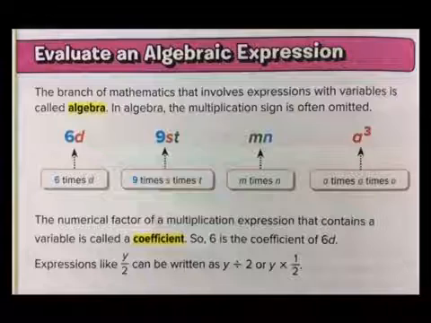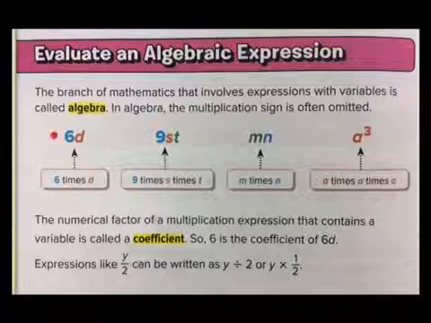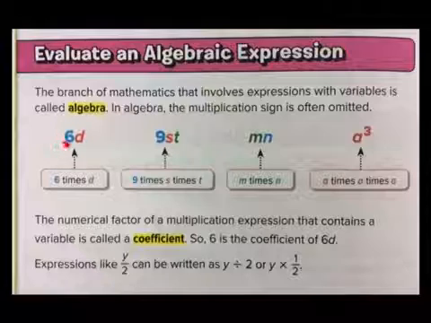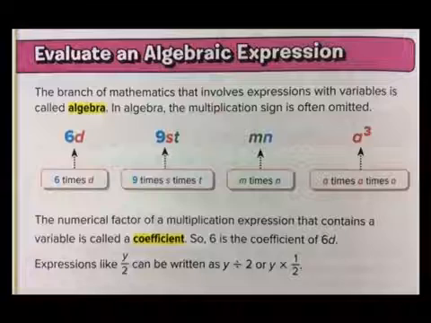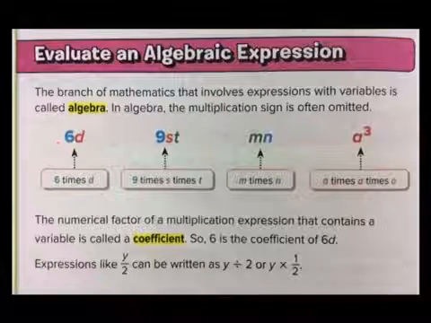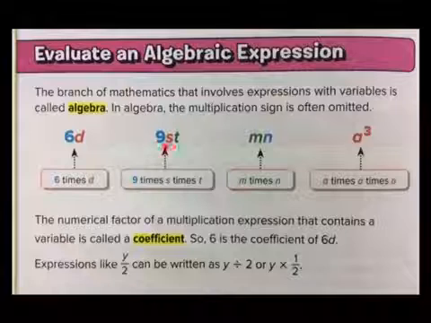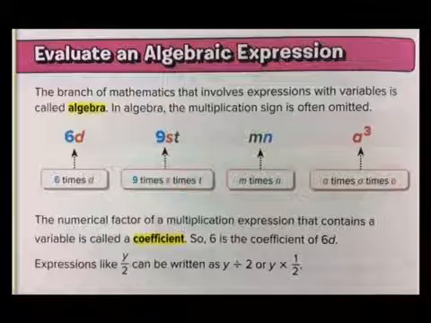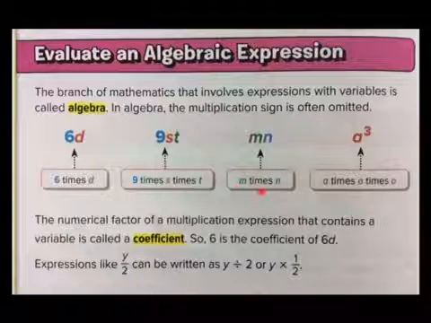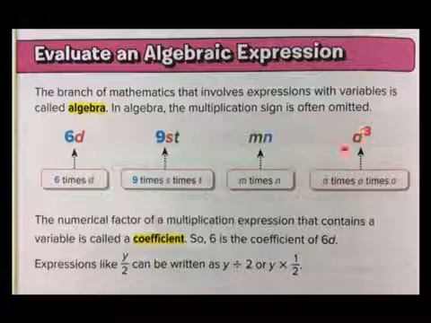Now let's look at how to write algebraic expressions, okay, or how to evaluate. Whenever we have a number next to a variable, the operation that happens in between them is multiplication. So you see 6 times d. And here we have a number and two variables, 6st. It's 6 times s times t. mn is m times n. And a cubed is a multiplied into itself 3 times. A times a times a.